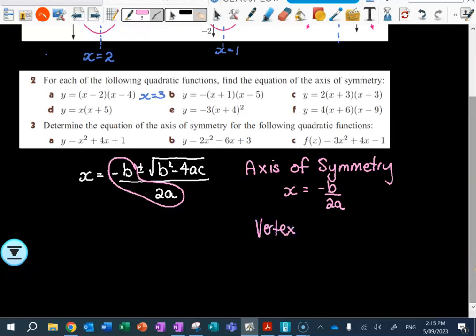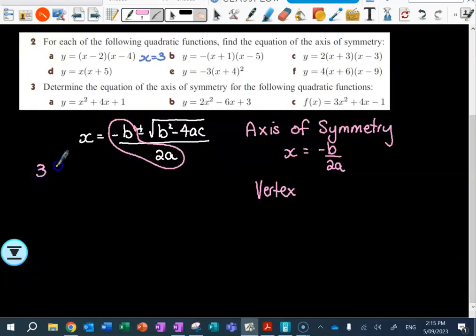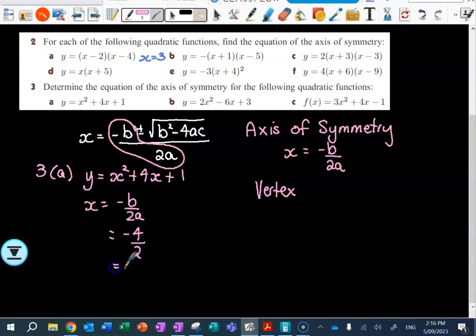So we're going to put a formula for that in a minute. I'll just stop and let you write it down. If we're looking at 3a, we've got y equals x squared plus 4x plus 1. And we'll go, okay, my axis of symmetry will be minus b over 2a. So what's my b? So minus 4 over 2 times a is 1. So over 2, so it's minus 2. So x equals minus 2 is my axis of symmetry.